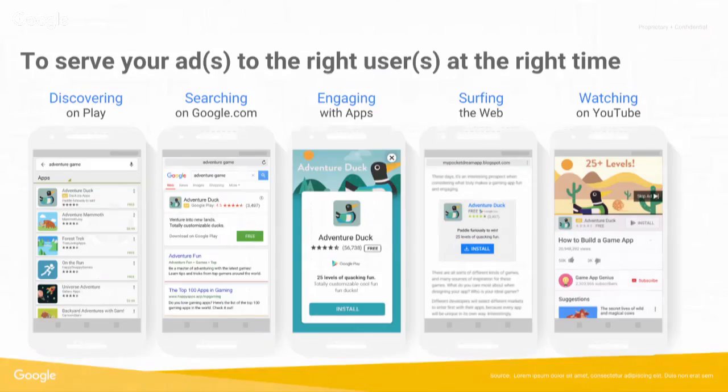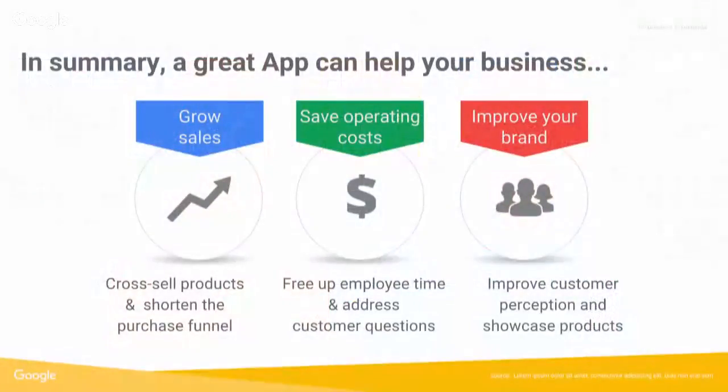So the goal, after looking at all these signals all together, we are going to serve the ads to the right user at the right time. So while they are discovering other apps on Play, while they're searching on Google.com, or while they are already engaging with other apps across AdMob, or if they are surfing on mobile web, and finally, while they're watching videos on YouTube.